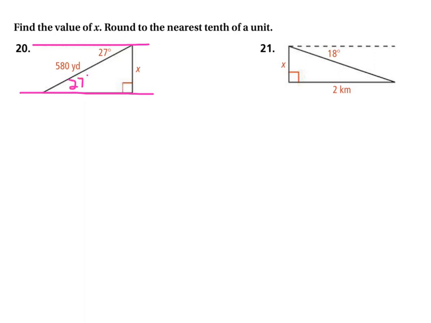So what you have here is 27 degrees. That's the same angle as outside the triangle. So you're like, well, I don't know the angle that's inside. Well, you do. Same thing here. You know that this horizontal and this horizontal are parallel. That gives you 18 degrees in there.